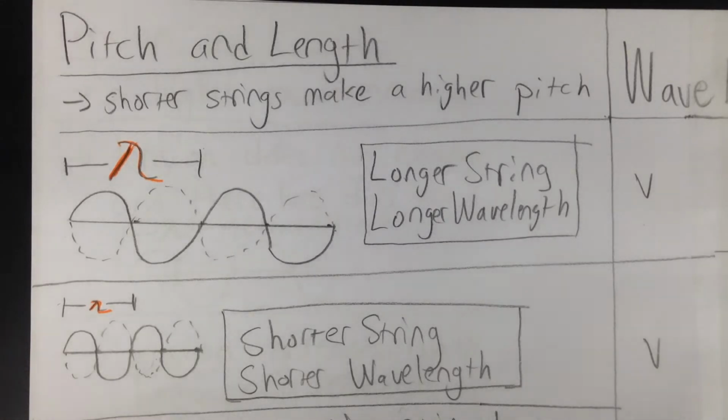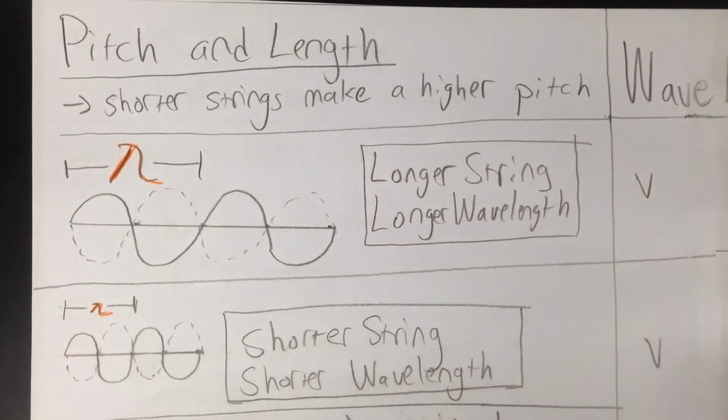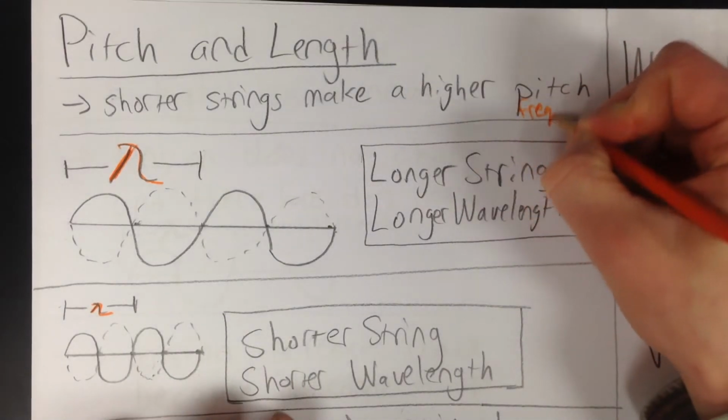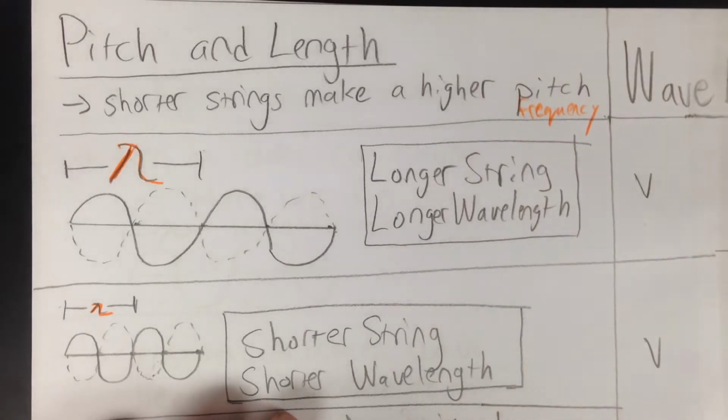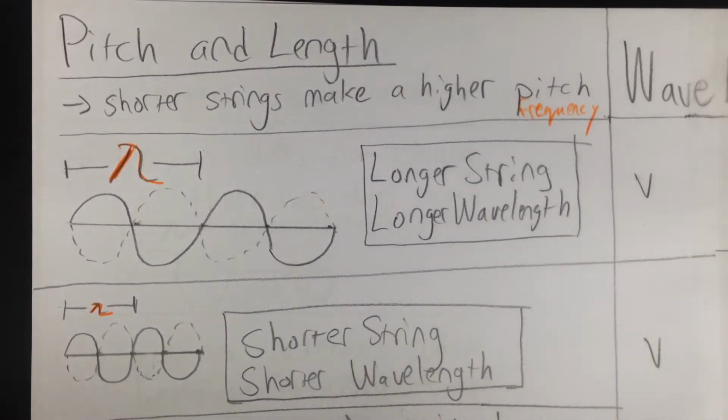So shorter strings make a higher pitch. Another way we could say that is they make a higher frequency, because frequency and pitch are the same thing. Pitch is just what our mind does to interpret frequency. Why do shorter strings make a higher frequency and a higher pitch? Well, it really has to do with the fact that the wavelength changes when you shorten a string. The wavelength of that standing wave in the string changes.